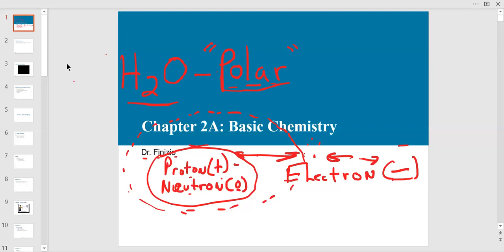So the polarity, you might not understand exactly what that means right now, besides that polar are two ends of a magnetic field. But why that's important? So water is an inorganic molecule that is very polar, amazingly polar.